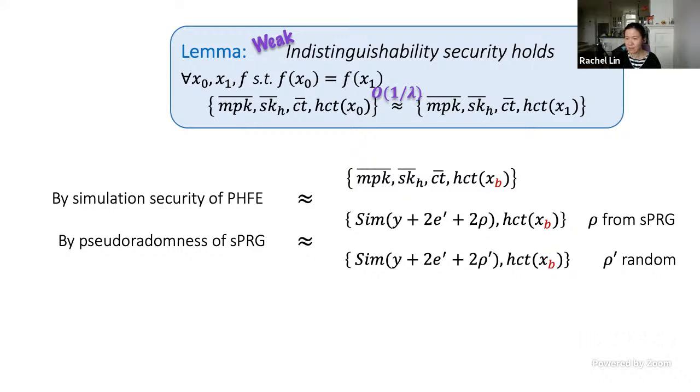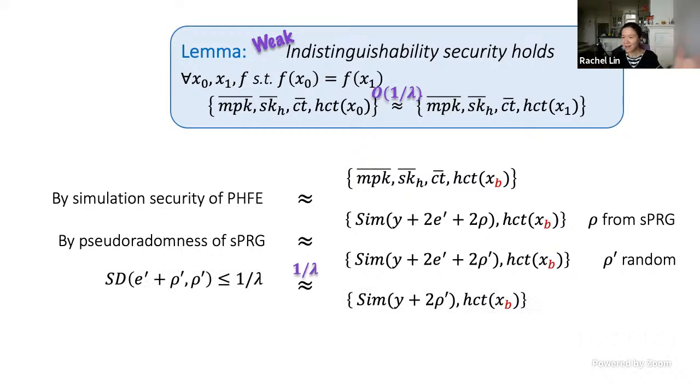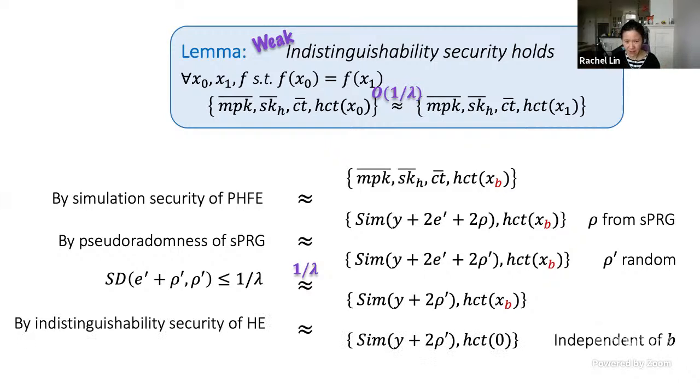smudge noises. And then by the statistical arguments we see that E prime plus rho prime is statistically close to rho prime itself, except that we now have a distinguishing gap of 1 over lambda. Okay, so I am wrapping up. This is the last slide.